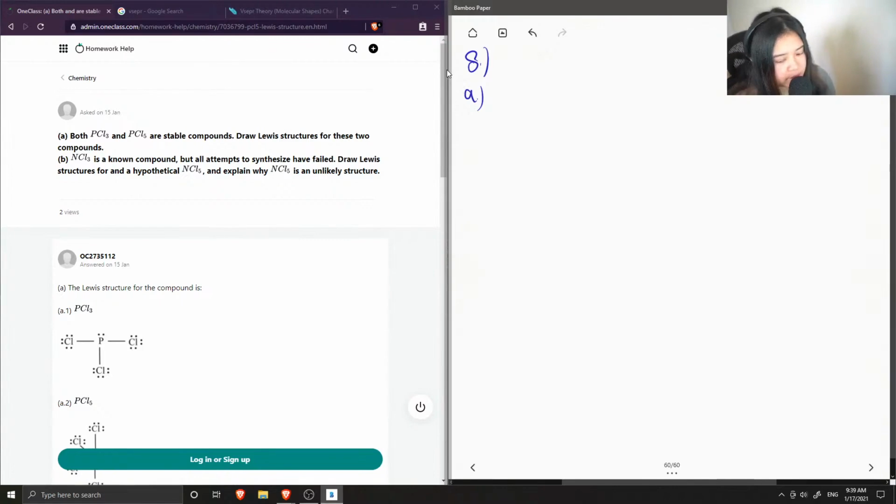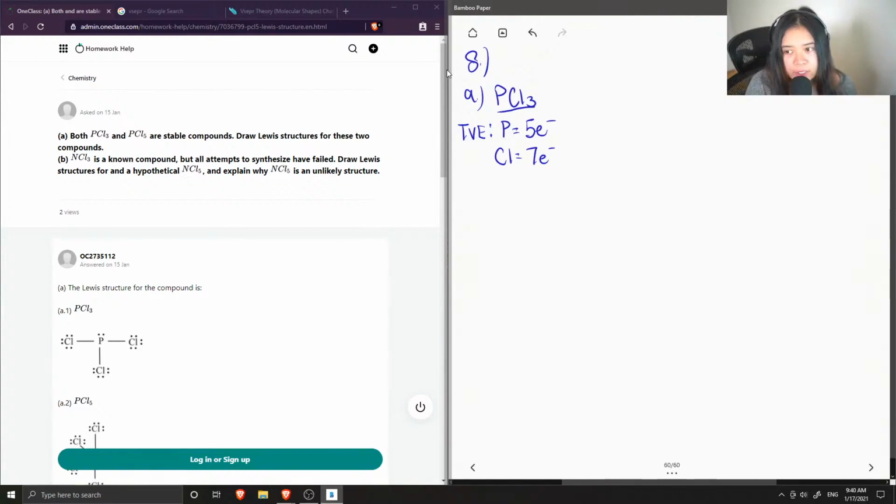Okay, so first let's do part A, starting with phosphorus trichloride. So first let's calculate the total number of valence electrons for this compound. Phosphorus contains 5 valence electrons, and chlorine contains 7. And there are 3 chlorine atoms, so we multiply this by 3. And if we add it all up, we get a total of 26 valence electrons.